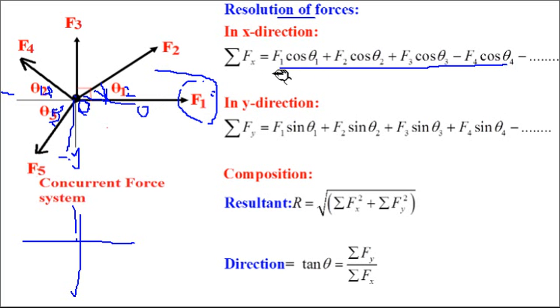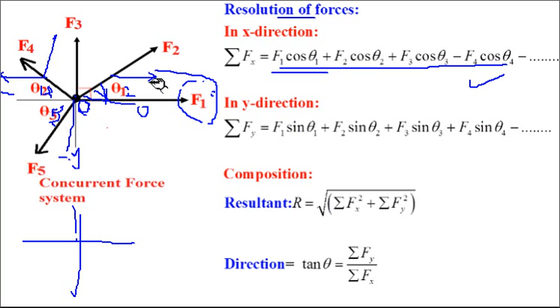So F1 cos of theta 1, that will be the first force. This is F1, angle is 0, so F1 cos of theta 1 with 0 degree. Okay, F2 cos of theta 2, second force, I will resolve like this. This is F3 cos of theta 3. F4: why have I put a negative sign here? Because this component will be resolved in x direction, negative. This will be in y direction.